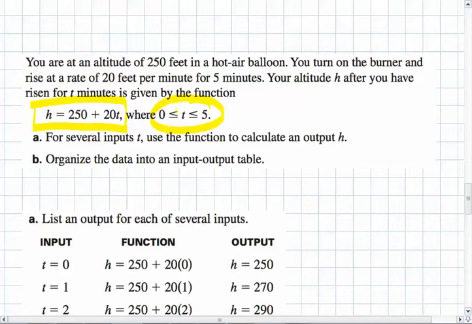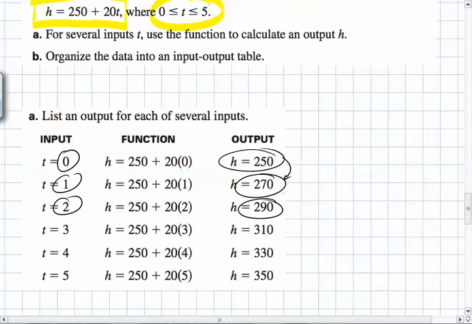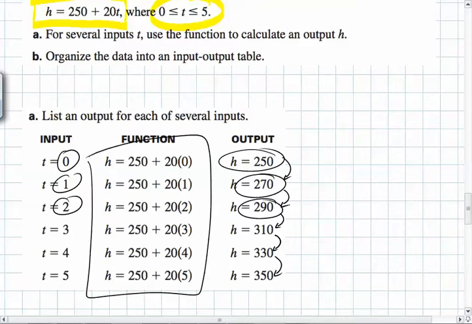For several inputs t, use the function to calculate an output h. What we're going to do is plug in everything from 0 all the way to 5 into this function and create an output table. So here it is. We plug in 0 into the function and we end up with 250. Plug in 1, we get 270. Plug in 2, we end up with 290. And you kind of see a pattern. It's going up by how much each minute? 20 feet each minute, which is what the problem already described. But you're doing that because you're doing this algebra right here to generate these outputs. So here's your domain, and here is your range.